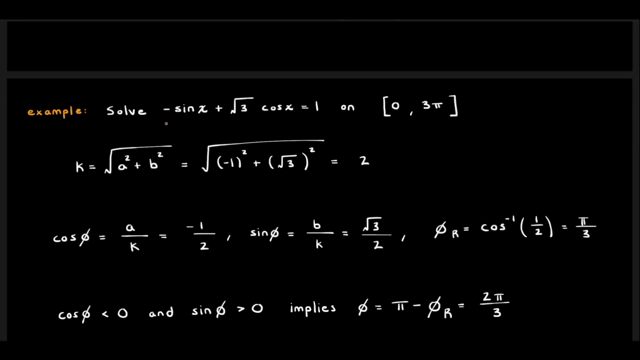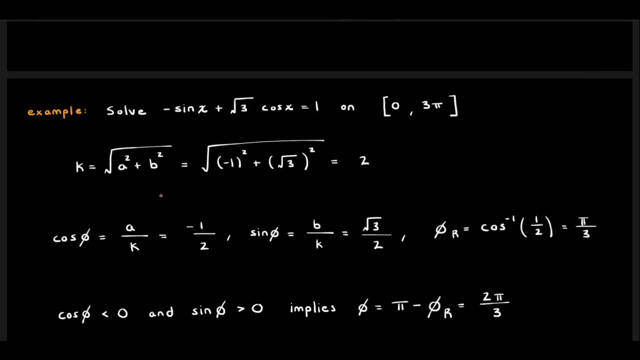We're trying to solve minus sine x plus square root 3 cosine x equals 1 on the interval from 0 to 3 pi. So the first thing we're going to do is figure out the k value. And so that's going to be the square root of a squared plus b squared. What's our a and b? Our a is -1, our b is square root 3. We plug them in here, and we get 3 plus 1, which is 4, square root that, you get 2. Okay, good. We determined k.